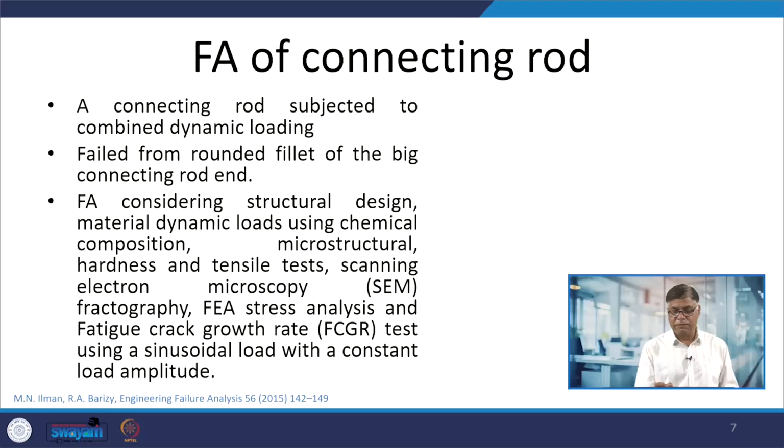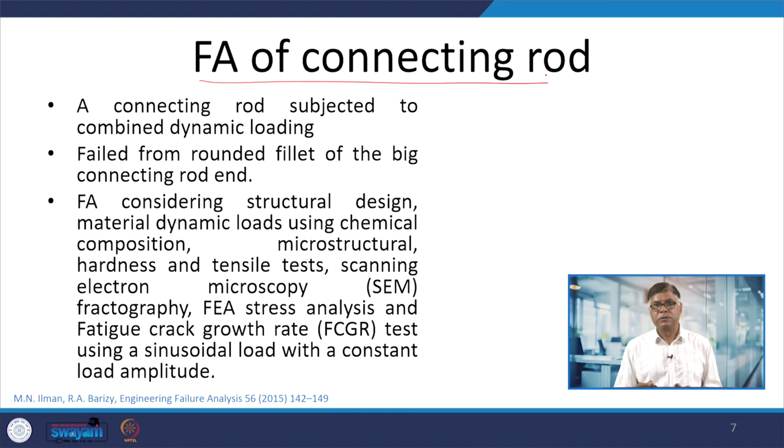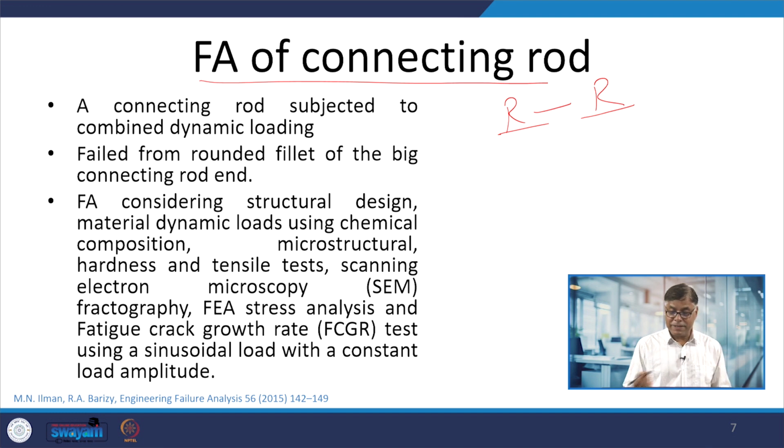This is another case study, which talks about the failure of a connecting rod. The connecting rod is a typical component which helps in converting rotary movement to reciprocating movement, or reciprocating movement to rotary movement. It is one of the very important members in this process, and it is very common in IC engines. But as far as operation is concerned, it is frequently subjected to dynamic, fluctuating loading of a very complex kind, a combination of tensile, bending and compression.